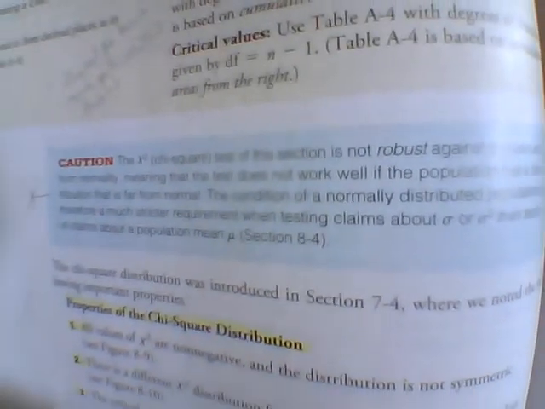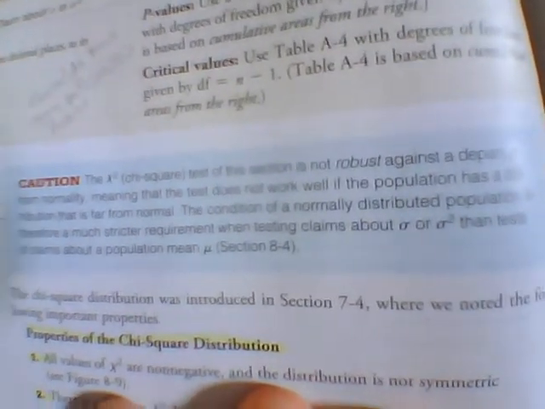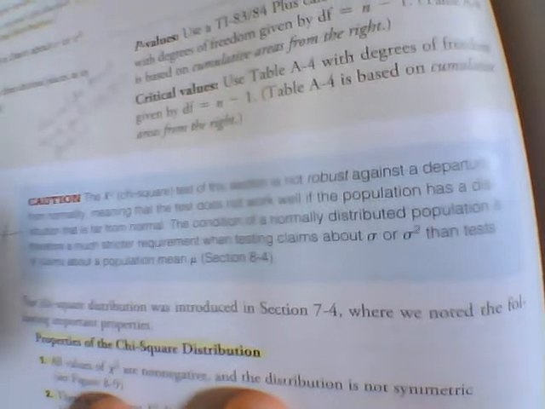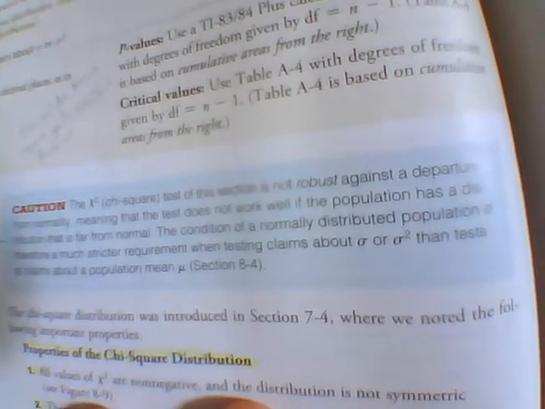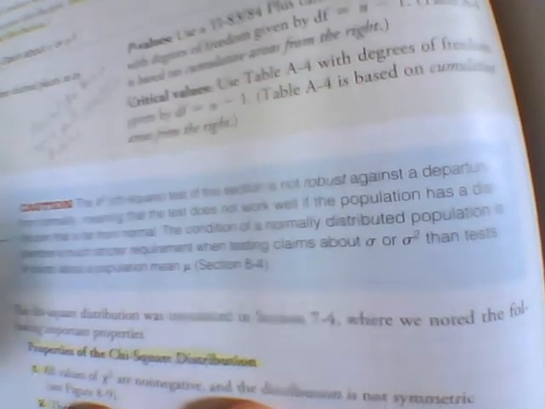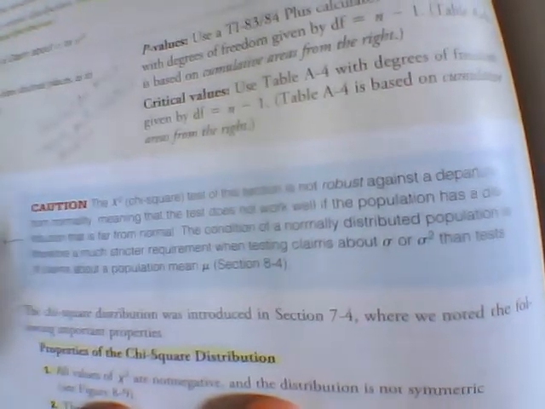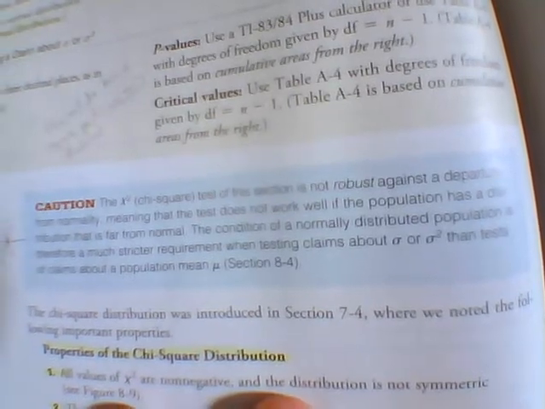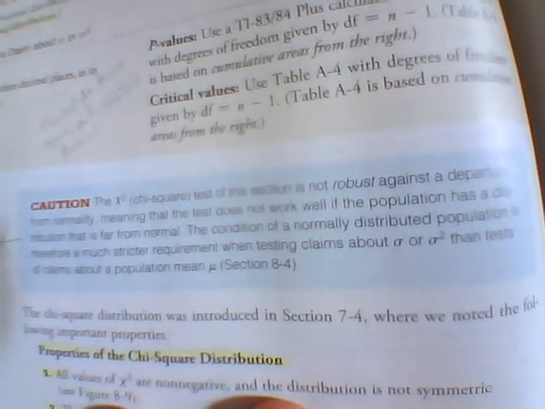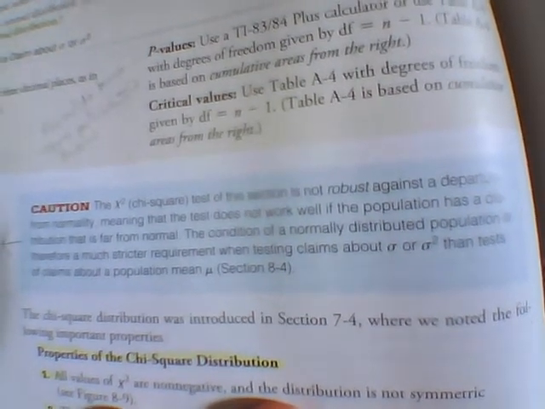Now please remember, caution: the chi-squared test in this section is not robust against departure from normality, meaning that the test does not work well if the population has a distribution that is far from normal. So the condition of a normally distributed population is a much stricter requirement when testing claims about sigma or sigma squared, a population standard deviation or population variance, than tests of claims about a population mean, which was in our previous section.